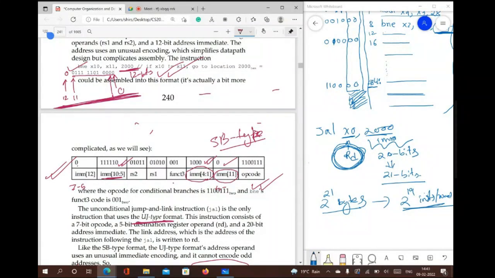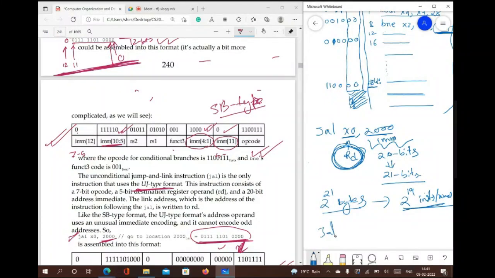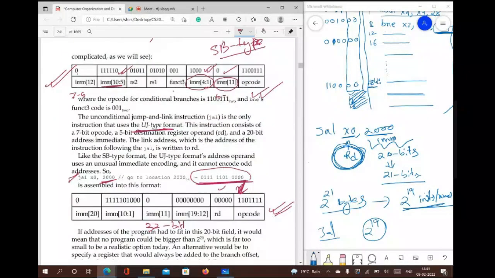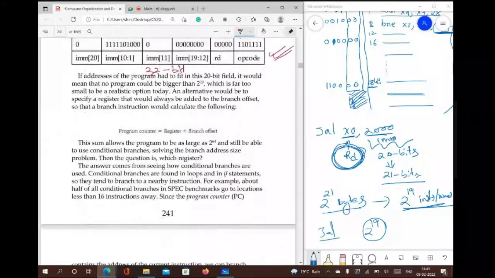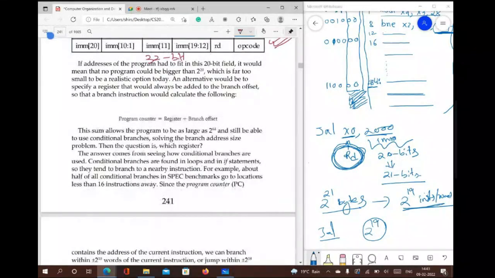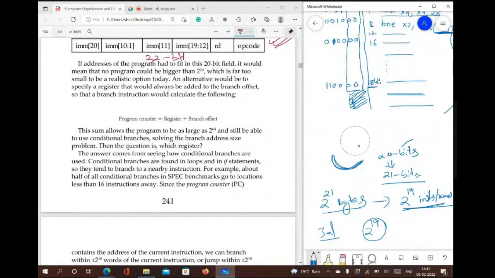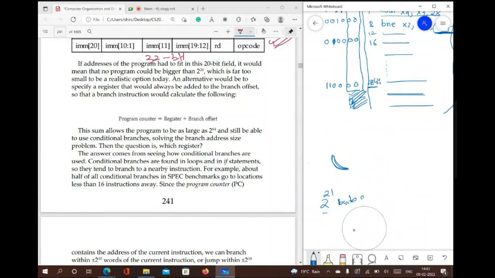If the program has more than 2 to the power 11 instructions, then this type of branch instruction cannot be used. And if it is a jal instruction, then your program's total instructions should not exceed 2 to the power 19, otherwise there will be a problem. Okay, so all these things I have explained till this point. Now the next question is, is it practical to limit the number of instructions to 2 to the power 19?